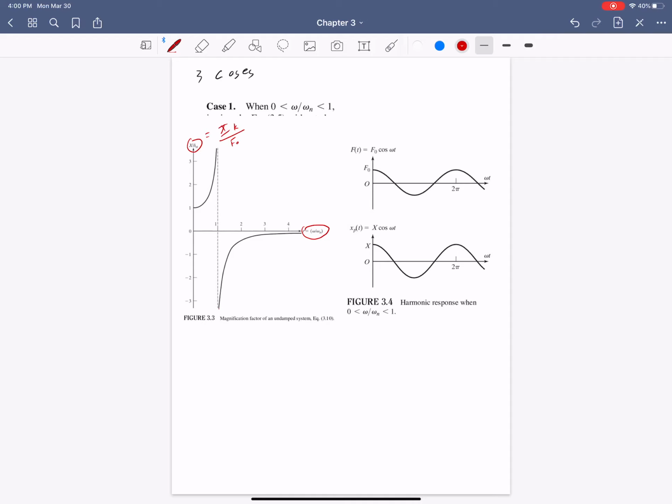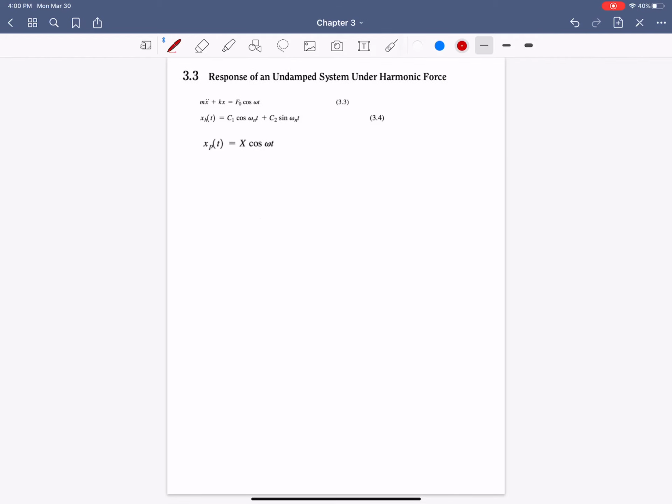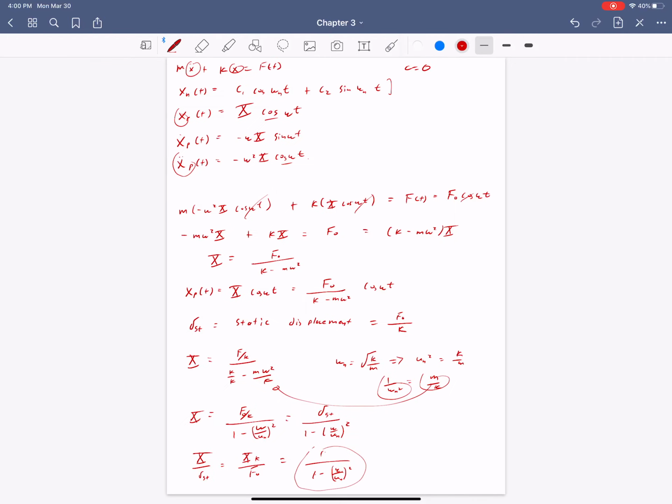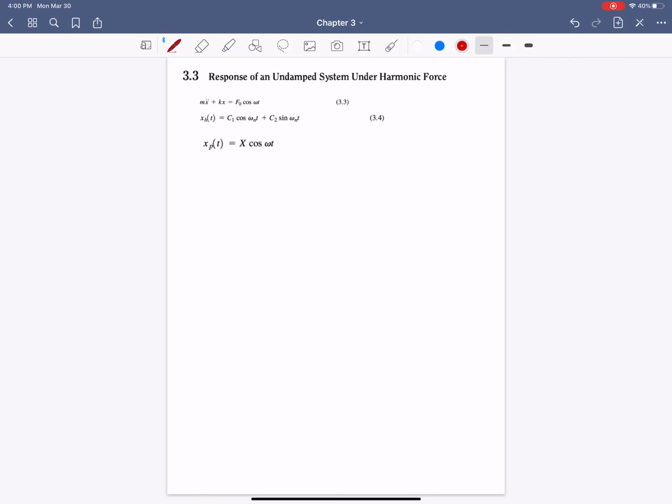So I got a little ahead of myself, because you know how it is. You can't help but get excited. Okay, so now we've derived that.